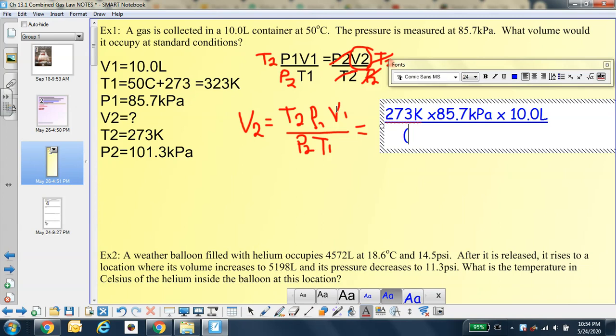So pressure 2, 101.3 kilopascals times temperature 1, 323 Kelvin, and parenthesis. And now you can go ahead and put this into your calculator. So 273 times 85.7 times 10 divided by parenthesis 101.3 times 323 and parenthesis, and then you can get your equal sign.